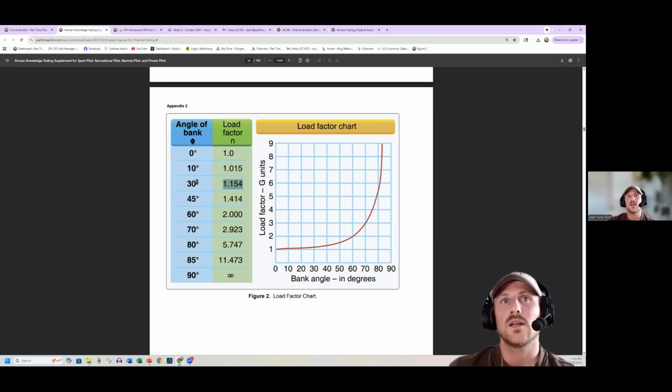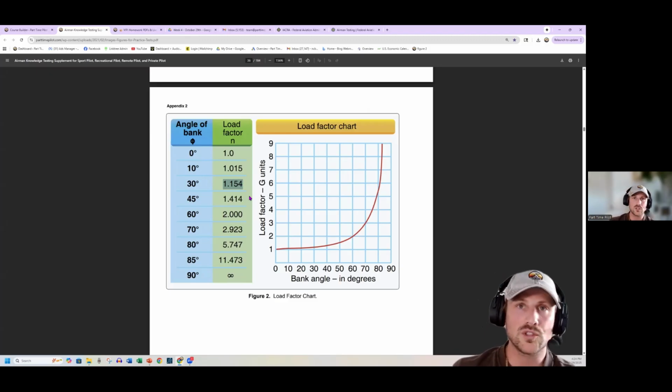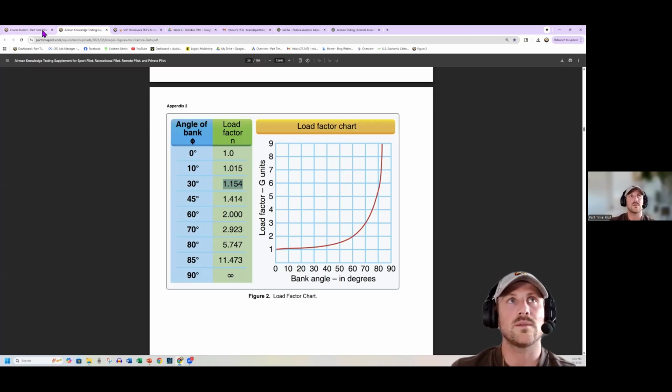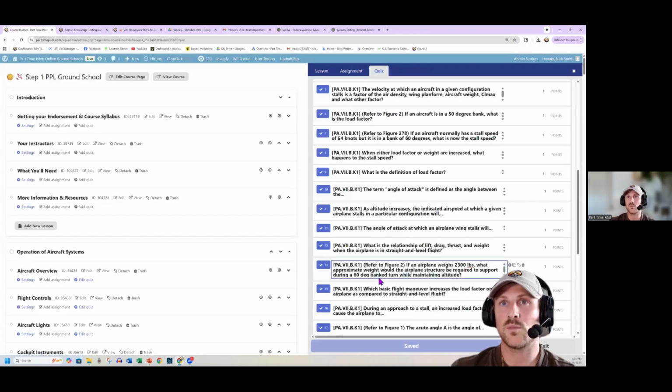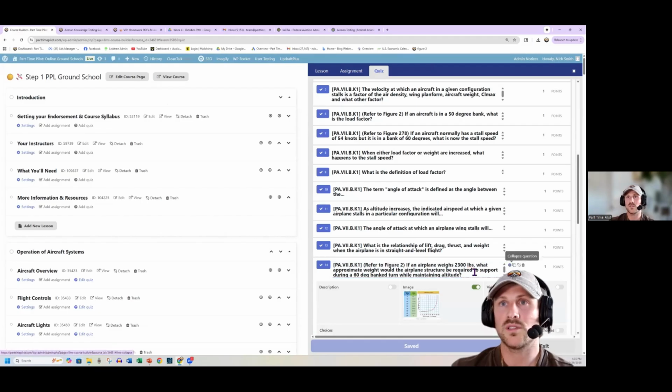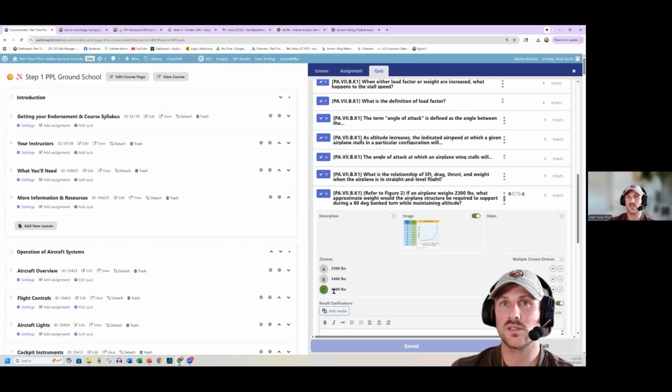So yeah. So we get that load factor, then we just multiply it by our weight. And that's the weight that our aircraft has to support during that turn. So 2,300 times 2 is what? 4,600.